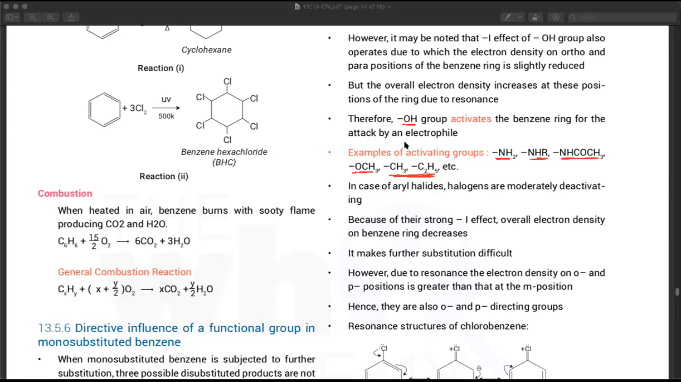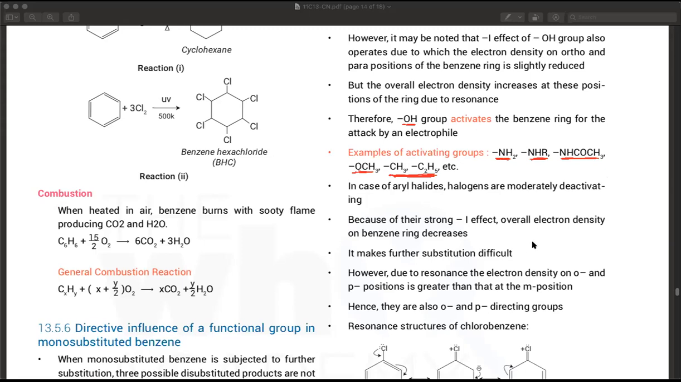So that's kind of a shortcut way of remembering it in a pinch. Examples of activating groups: amine groups are activating, ether is activating, alkyl groups are activating. Okay, so what kind of isomers do they form?